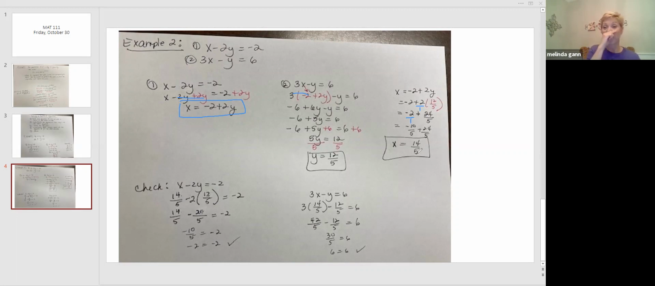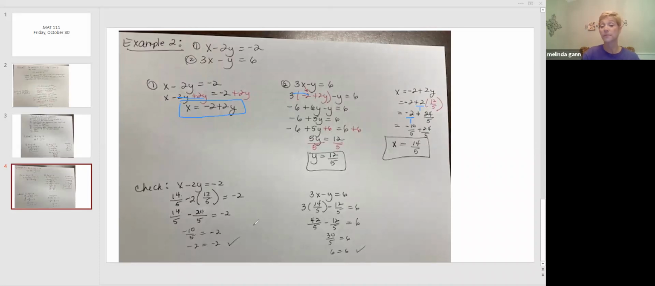Now, because I made a mistake on the first one, I'm not going to forget step 5 on this one. I'm going to check it and make sure that it works. So in both of these equations, I'm going to plug in y is 12/5 and x is 14/5 and make sure that it gives me a true sentence. So x, remember x was 14/5, so I put 14/5 minus 2, and then y was 12/5. Well, 2 times 12/5 is going to be my 24/5. So I've got 14/5 minus 24/5. So I keep my common denominator, and 14 minus 24 is a negative 10. A negative 10 divided by 5 is indeed a negative 2.